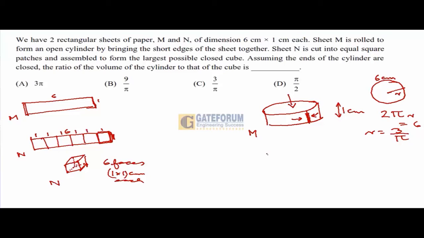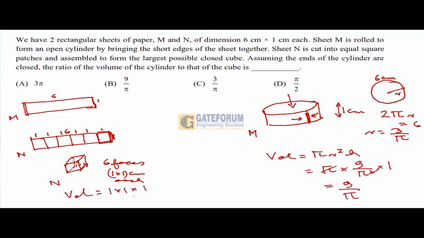Now, what is the volume of a cylinder? The volume of a cylinder is pi r square h. And pi r square, so pi stays for pi. r square is 3 by pi whole square, that is 9 by pi square. And h is 1. So this is it. Pi and pi cancel here. And the result is 9 by pi. Now for this cube, what is the volume? The volume is 1 into 1 into 1. That is 1 centimeter cube. This is also centimeter cube.